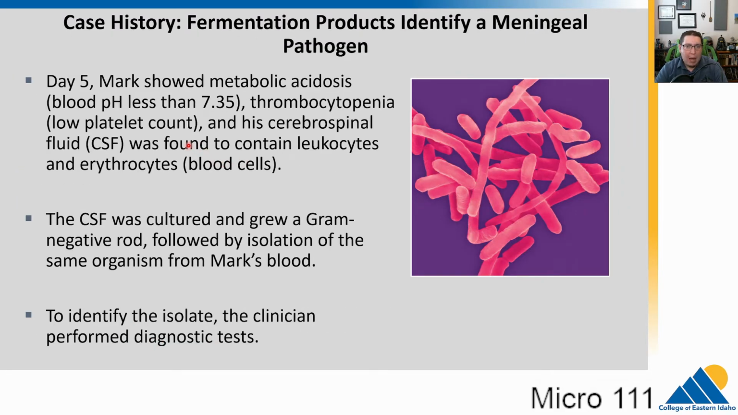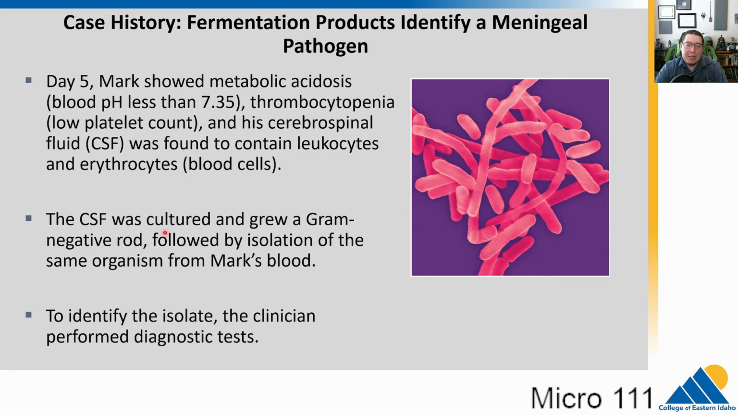By day 5, he's showing some problems, right? He has metabolic acidosis, so his blood pH is low, thrombopenia, low platelet count in the blood, and his cerebrospinal fluid has white and red blood cells in it, which is not good, right? We've talked about cerebrospinal fluid several times now. It should be clear and not have any of these things in it. So we're going to culture that, and it's going to grow a gram-negative rod.